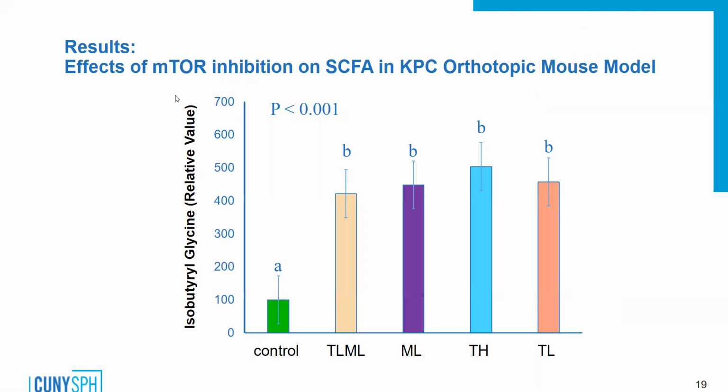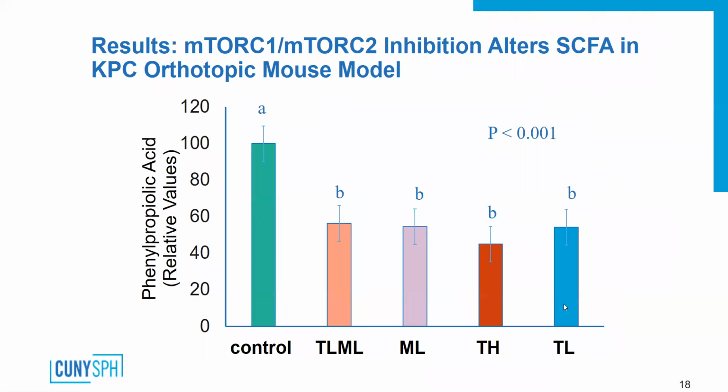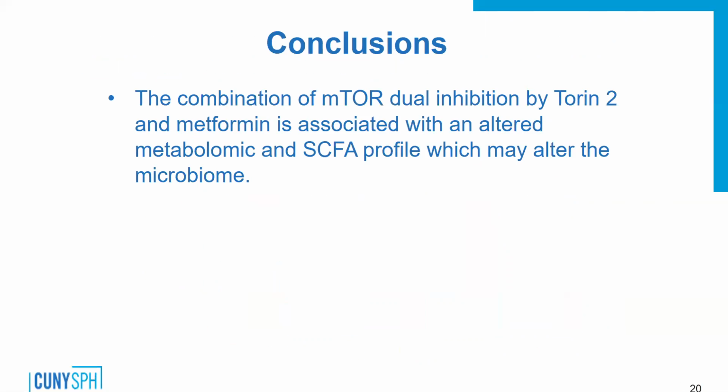And there is another short chain fatty acid, the isobutyl glycerol or glycerin, and it has significantly increased with all the concentrations. So that suggests that the short chain fatty acid has been altered in both directions. Some of the short chain fatty acids have increased and some have decreased.